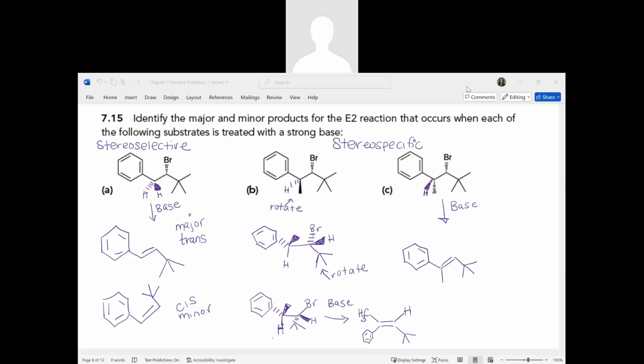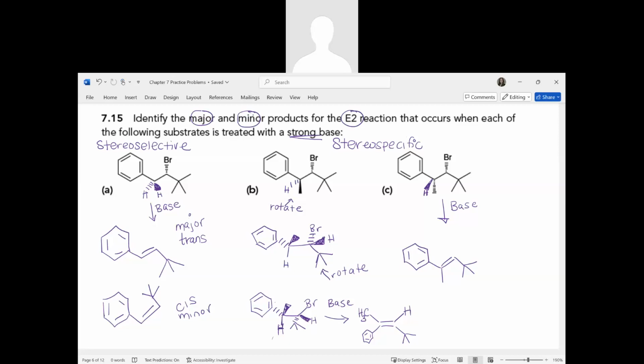For problem 15, in chapter 7, we're asked to identify both the major and minor products for these elimination reactions, these E2 reactions that are shown below. So these substrates are given in parts A, B, and C here, and we're told that they are treated with a strong base. What you see here are the substrates in black, and what I've drawn in are the protons on the beta carbon that can be used in an elimination.